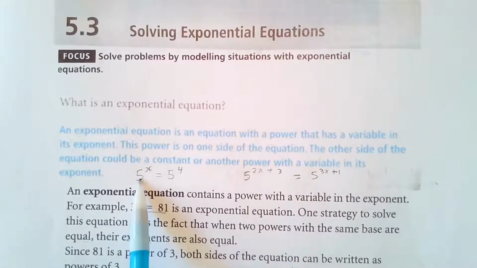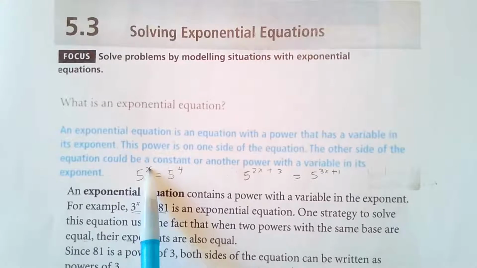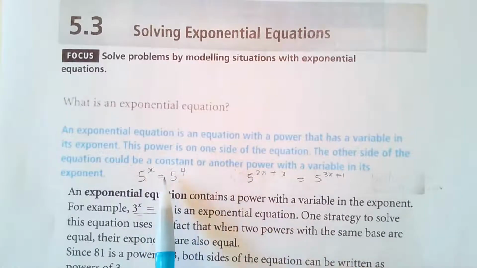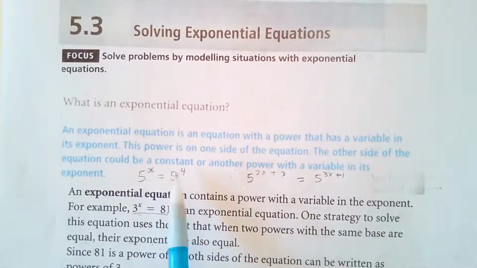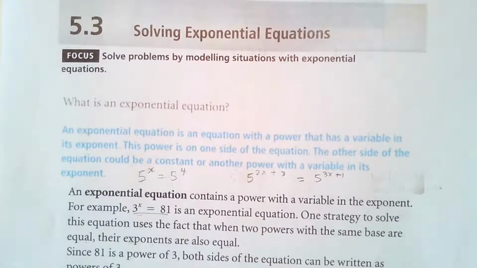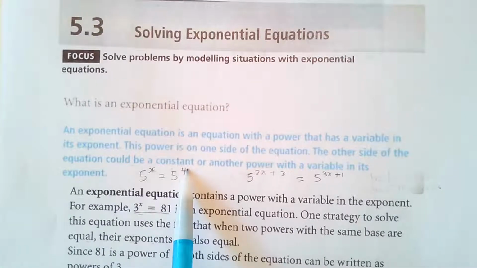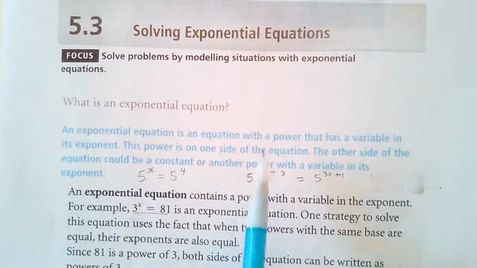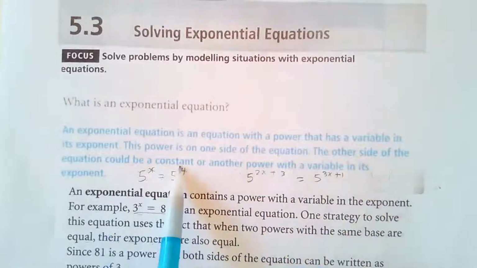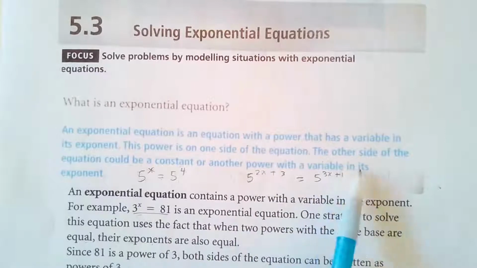So, for example, we have 5 to the power x. This is a variable. This is the exponent. So that's the variable. The power is on one side, but it is also equal to another base to an exponent. Now, this exponent on the other side is given, or it could also include a variable. So the power on one side of the equation, the other side of the equation could be a constant or another power with a variable in its exponent.